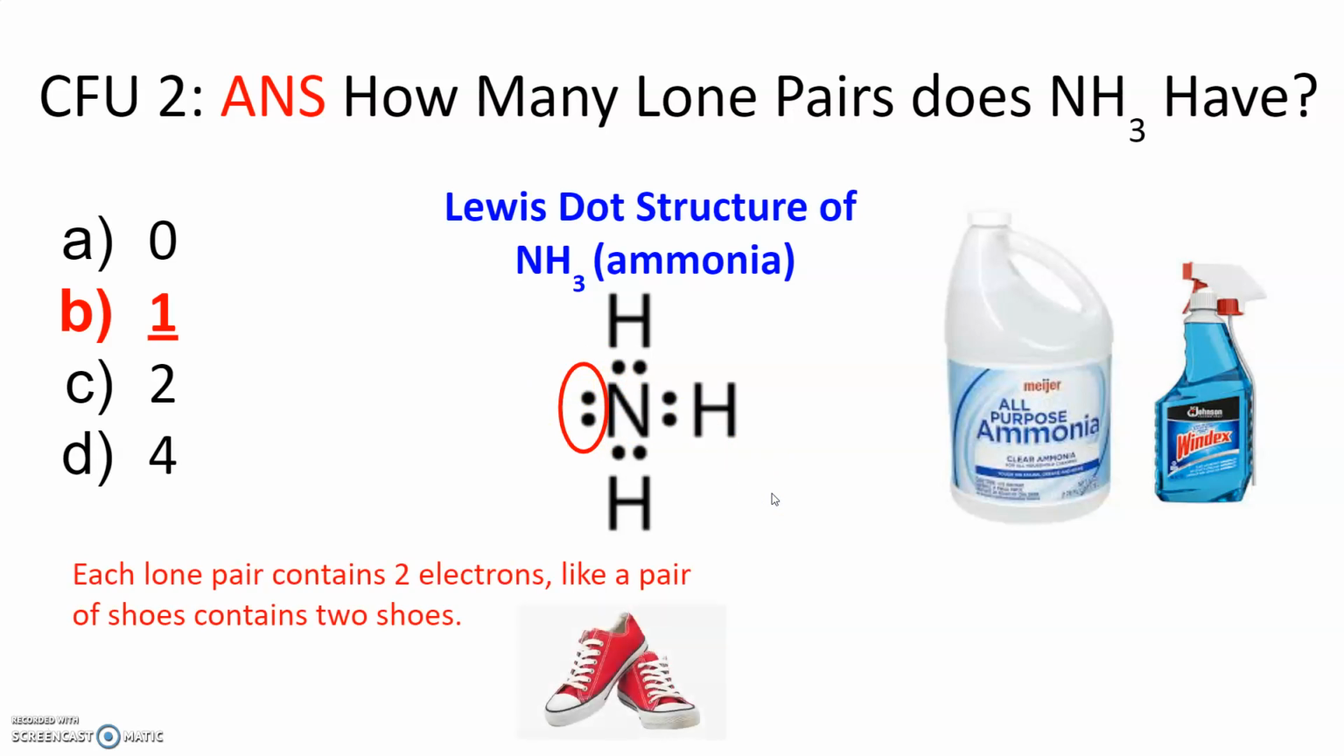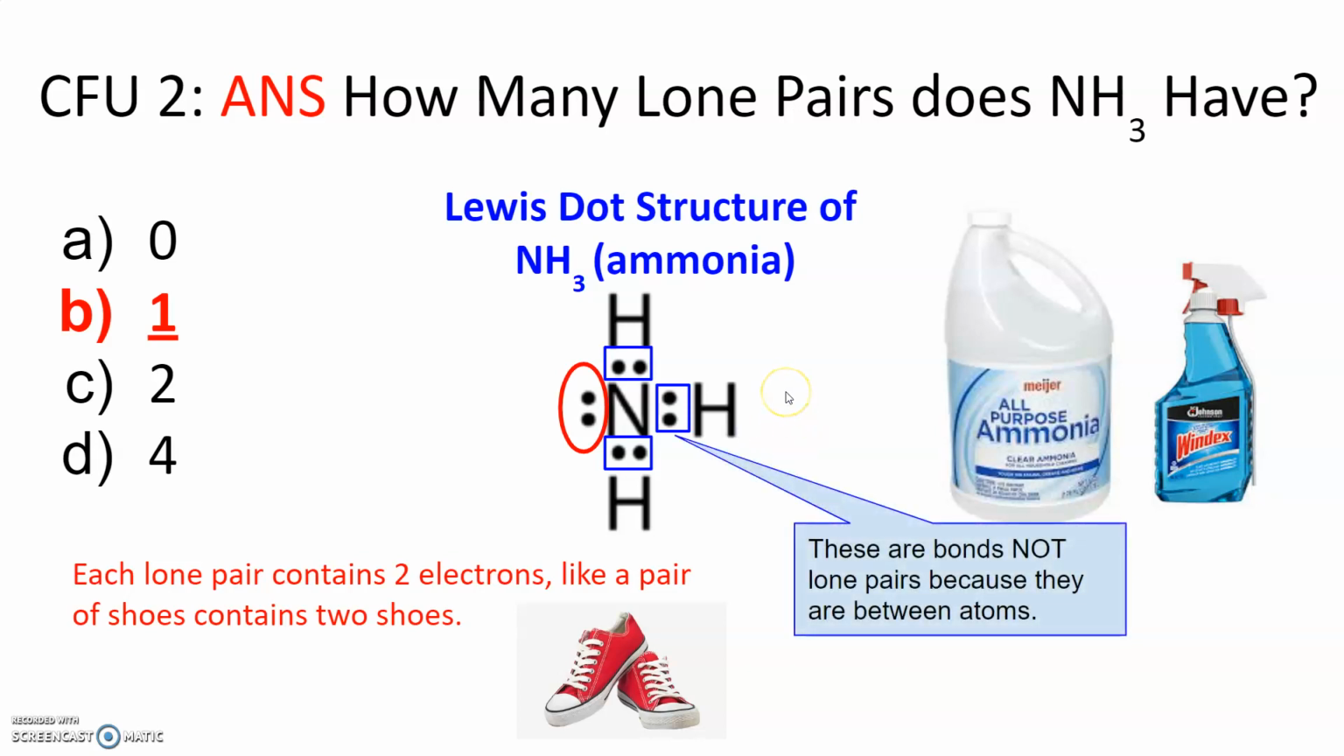And the reason why the answer is 1 is because even though there are 2 dots, just like if you have 2 sneakers, you would say it's a pair of sneakers. So a pair represents a grouping of 2. Now, if you chose the answer 4, your error here was that you were looking at bonds. Remember, the dots between 2 atoms, so between the nitrogen and the hydrogen atom, are bonds. So these aren't lone pairs because they're between atoms.